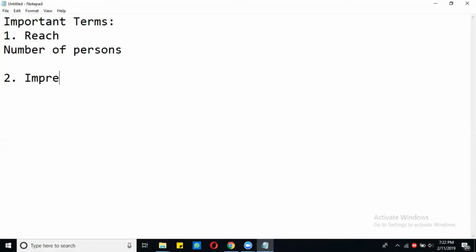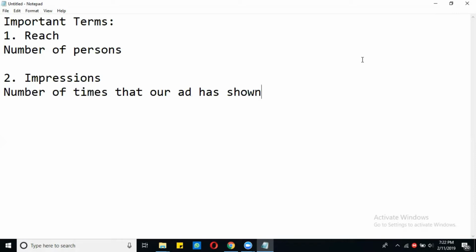Next is the impressions. Impression is the number of times that our ad has been shown. For example, if our ad is shown two times to one person, there are two impressions for that person. Most people are confused between reach and impressions. Reach is only the number of persons that our ad has been shown to. But impressions are the number of times that our ad has been shown; even for one person, if our ad has been shown two times, those impressions will be counted as two.